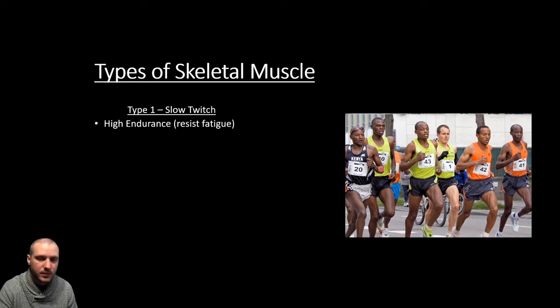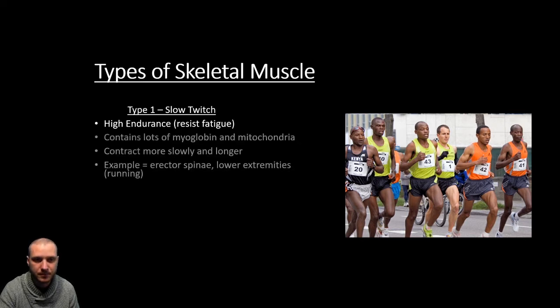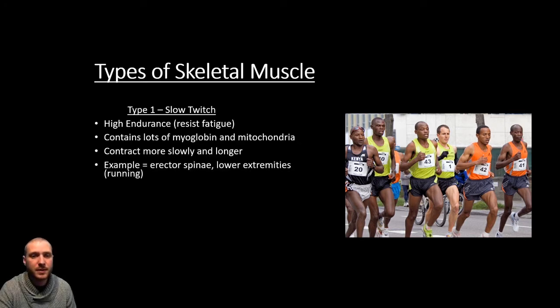So an Olympic level or any kind of marathon rider is going to have a lot of slow twitch muscles to be able to maintain their endurance for hours at a time. And they're able to do this because they contain a lot of myoglobin and mitochondria. So basically, they're very good at maintaining ATP supplies. They also contract more slowly and longer, so they're not as powerful as other types of muscles. But good examples are the erector spinae and the lower extremities.